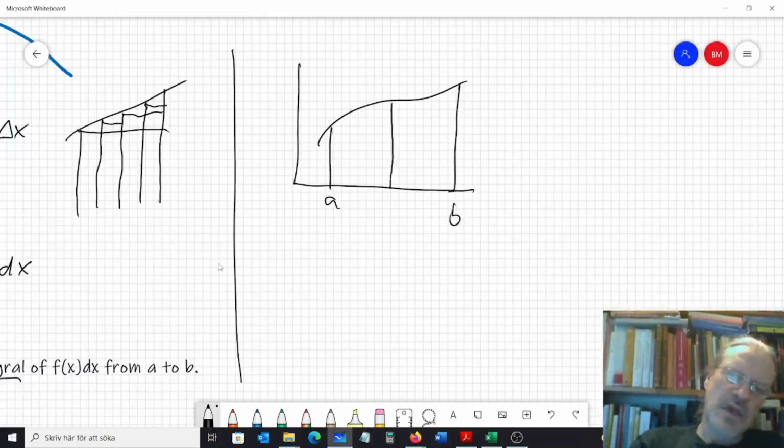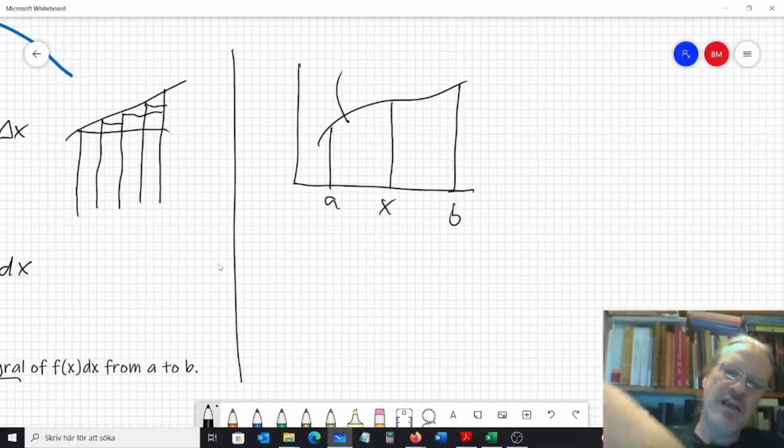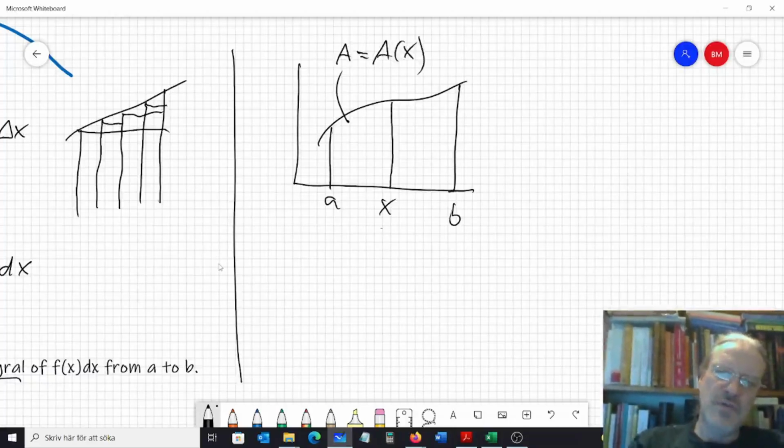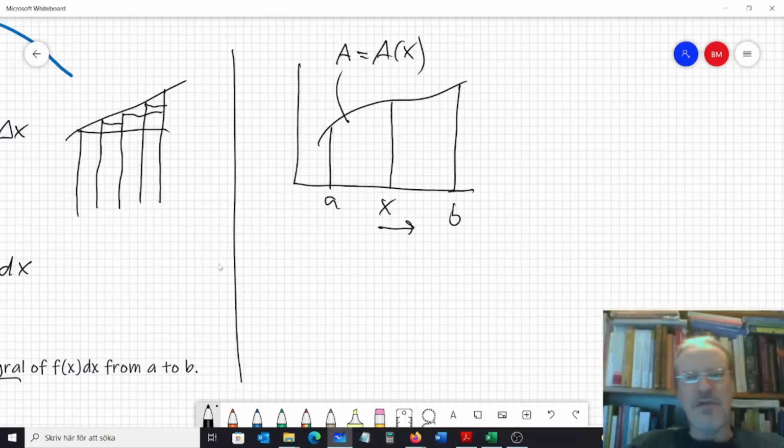Say we have found the area up to some value x, so this area here, let's call that A, will now be a function of x, because if we move the x value to the right, the area will get bigger, and it depends on where x is.